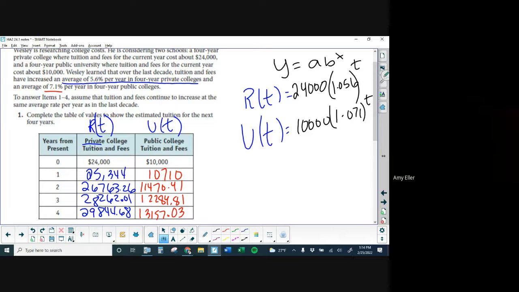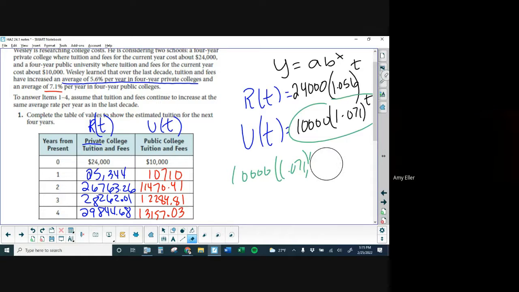I will read it again. An equation that we solve to predict the number of years it will take for the public, which is U of T, the second column, to reach 24,000. Well, I want this to reach 24,000. That's all you have to do. Take the current equation. We want to know when it equals the 24,000.